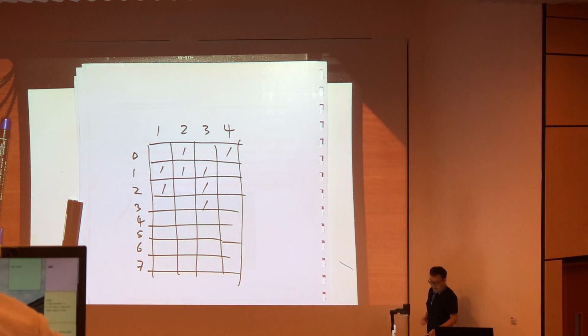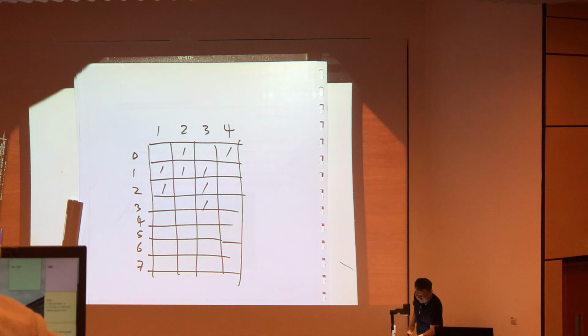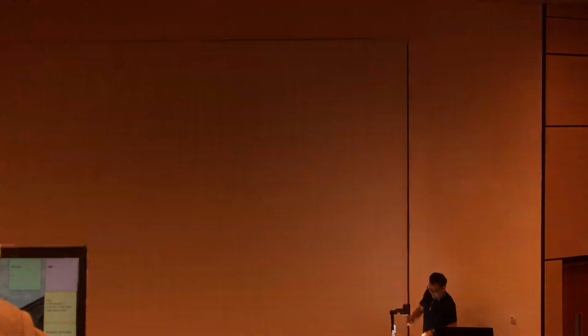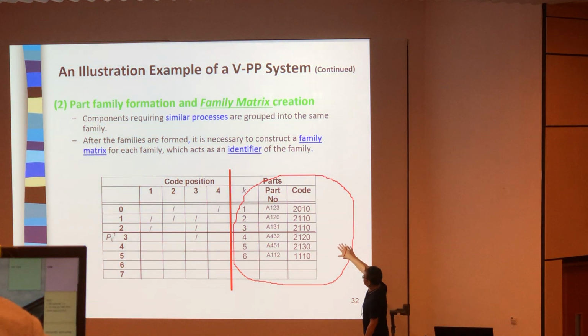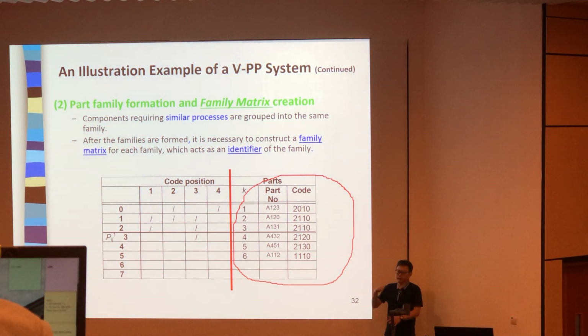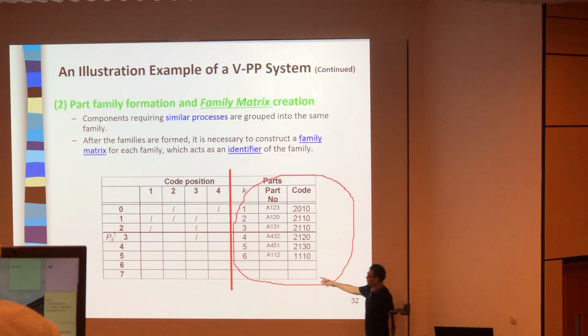So in this example we have only 6 members. You have a lot more than you need to fill up all this. Okay. So eventually this will be the family matrix.